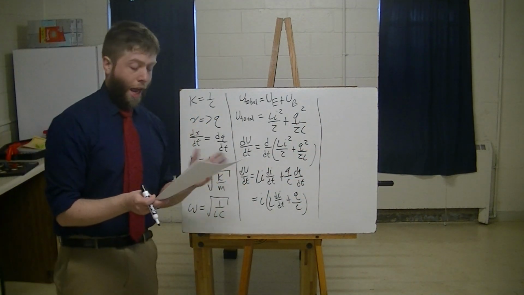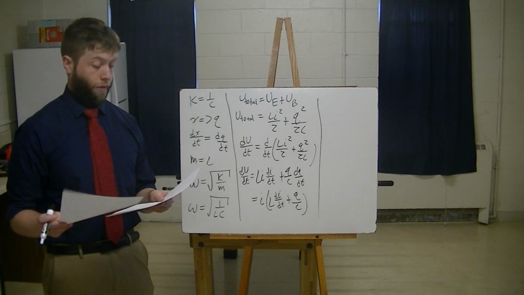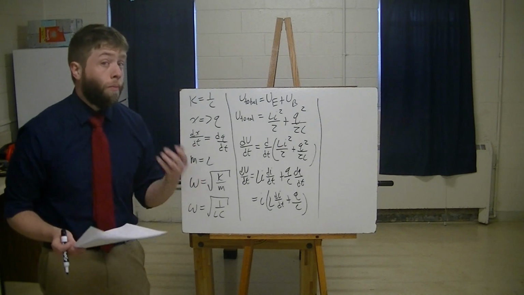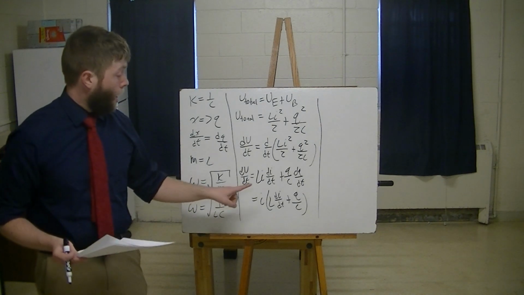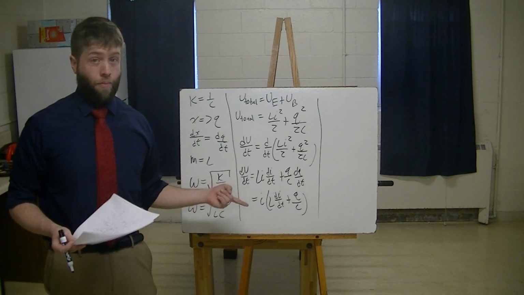Okay, so what I have here is a differential equation that I'm going to need to solve. We assume that no energy is lost. So if no energy is lost, what's dU/dt going to be? It's going to be 0.